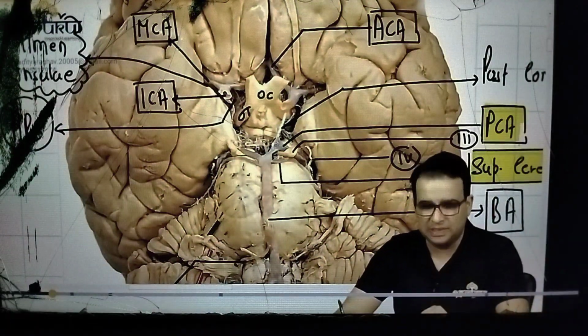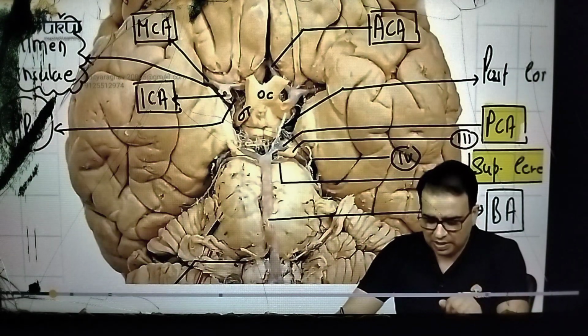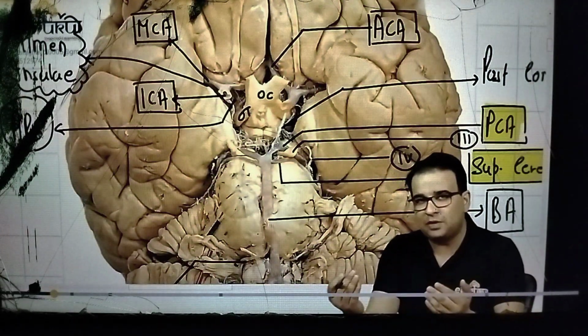That's a question also asked in the AIIMS exam. The lateral relation of the anterior perforating substance is the limen insulae, which is basically the point from where the lateral sulcus begins on the inferior aspect of the cerebrum and then emerges on the superolateral surface.